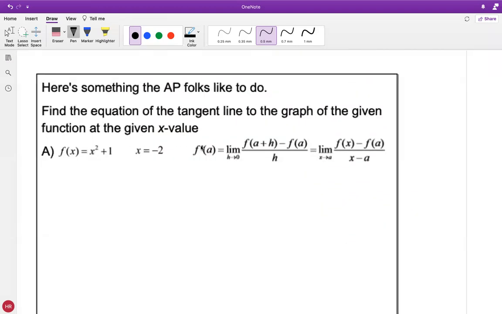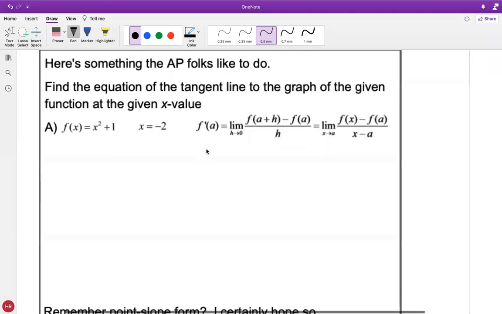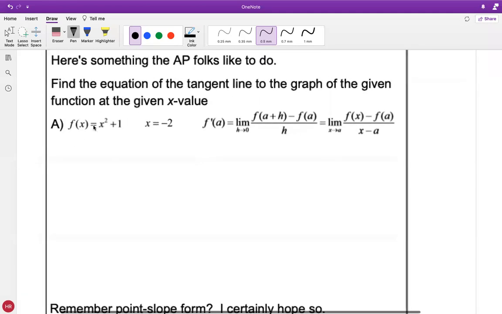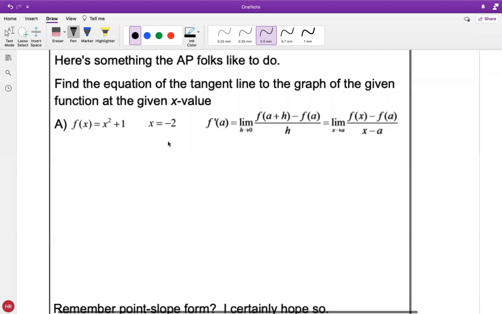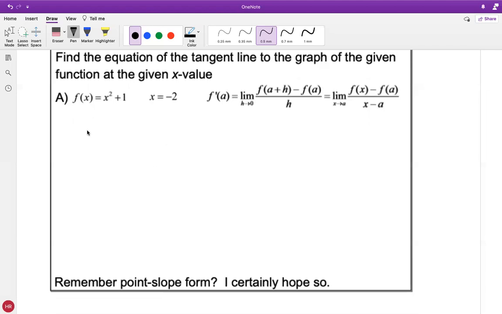A more common type of AP question, and it'll be a question on my test, is like, here's a function, here's a point. That's just an x value, but you could figure out the y value. And it says, I asked you guys to do this last year, find the equation of the tangent line to the graph at that point. Not just the slope, but the whole tangent line equation. So for that, the first thing you do is find the point, and then we're going to use the derivative to find the slope.